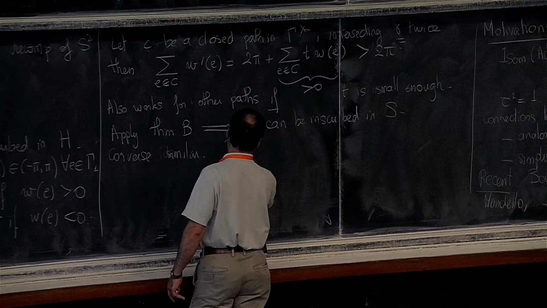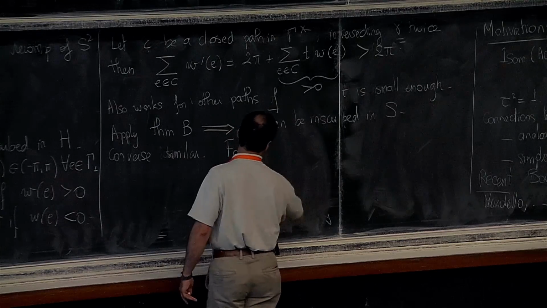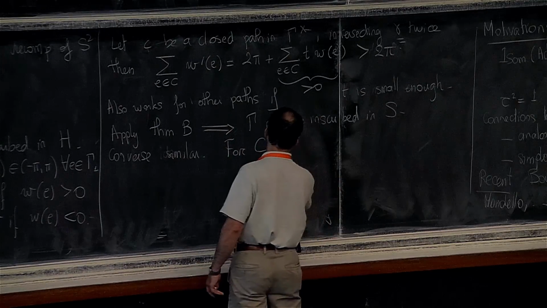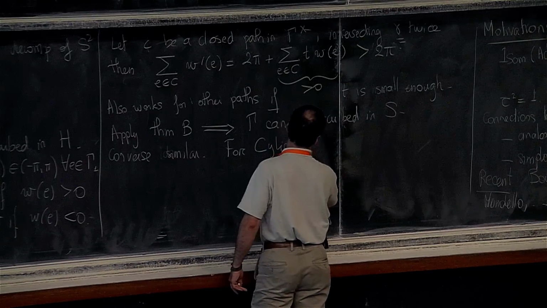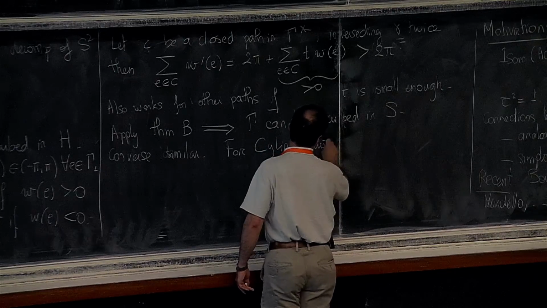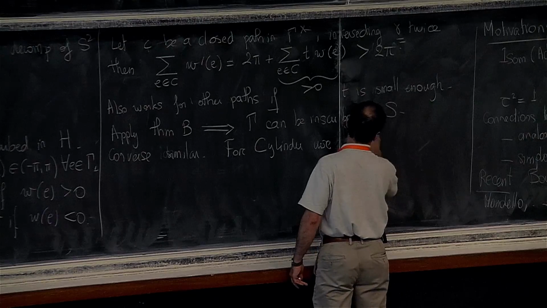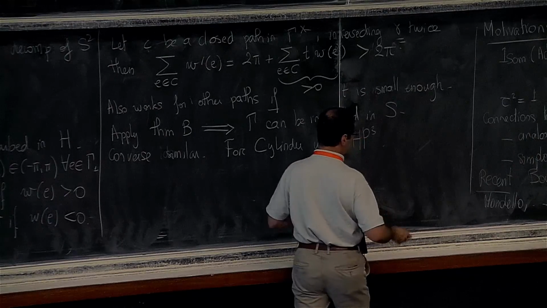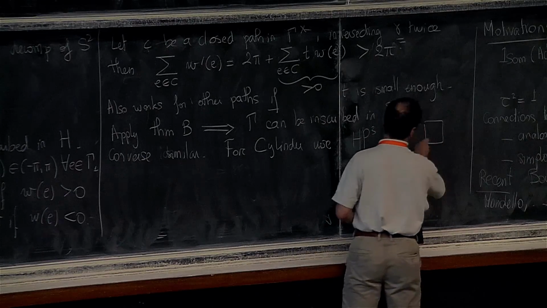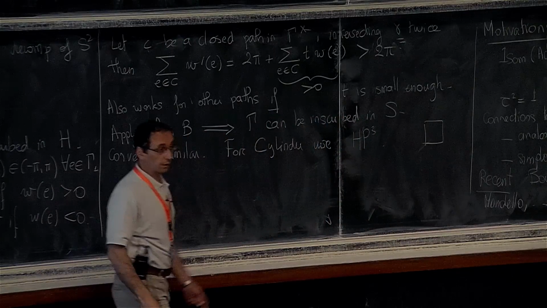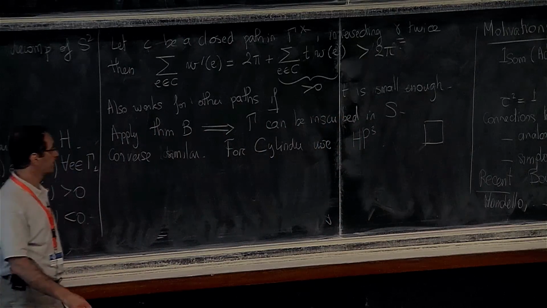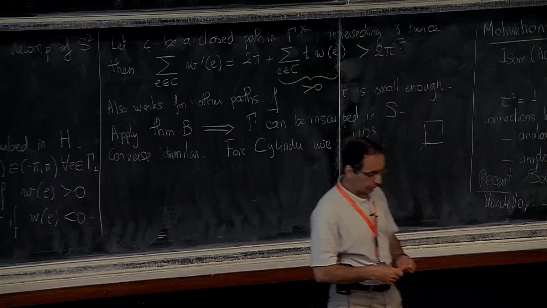And for the cylinder, it is not the same. Instead of AdS3, you have to use this space HP3, which is the half-pipe space, which was introduced and worked on by Jeff Danciger in his thesis. So this is the proof of theorem A.